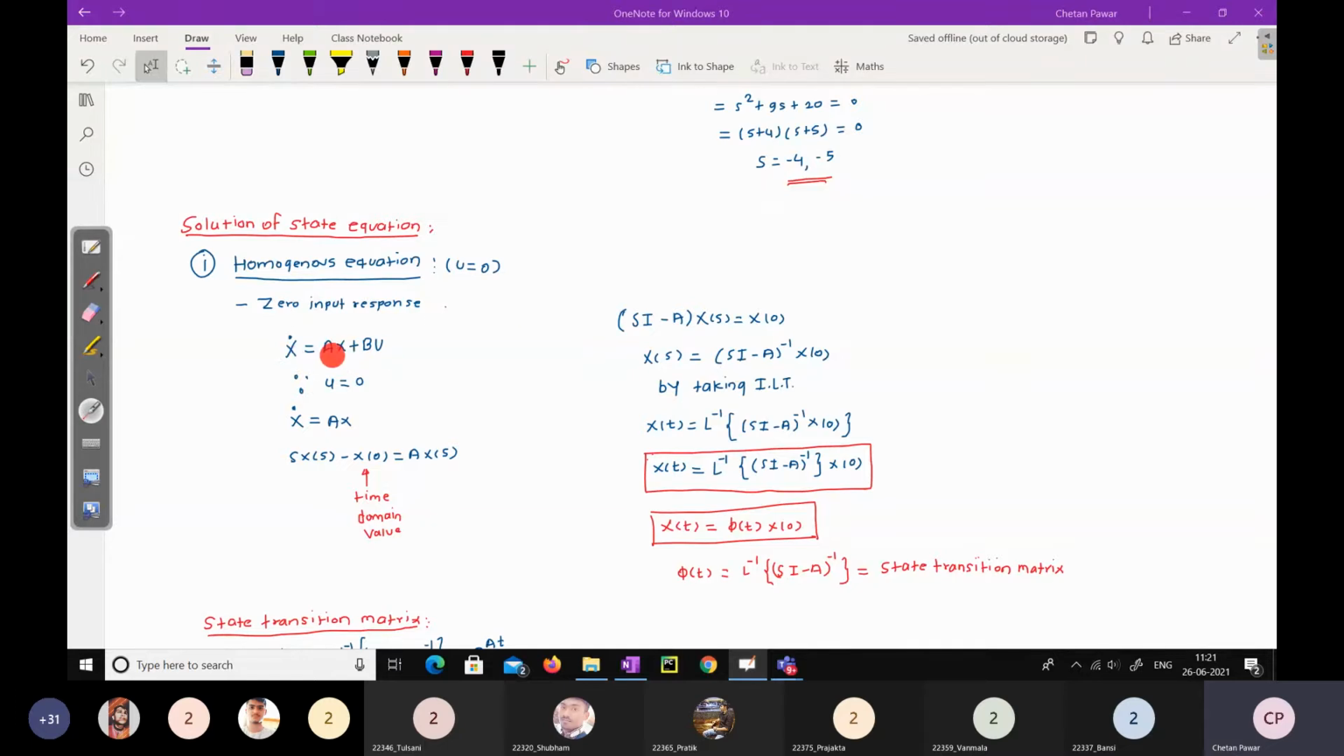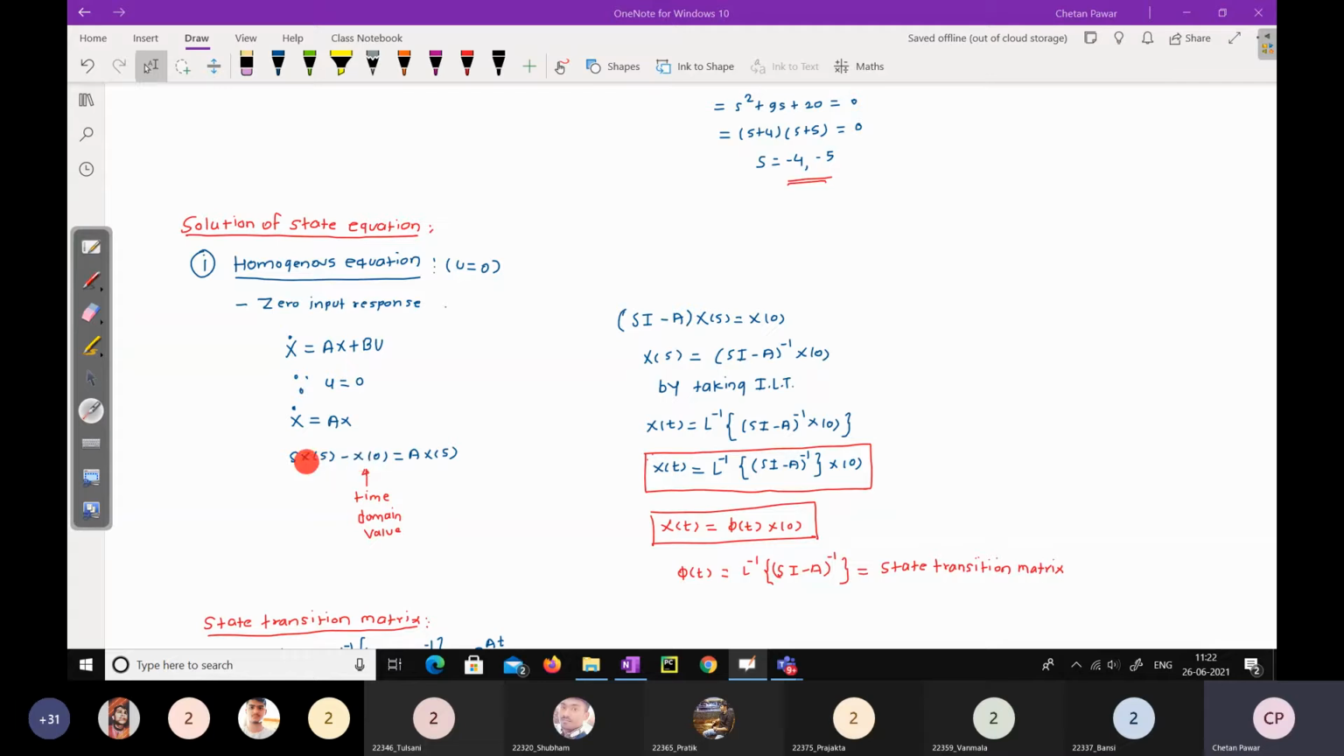If you see the state equation, x dot is equal to Ax plus Bu. When u is 0, the equation becomes x dot is equal to Ax. If you take the Laplace transform and convert it into the Laplace domain, that will be s into X(s) minus x(0). And this particular x is in the time domain.